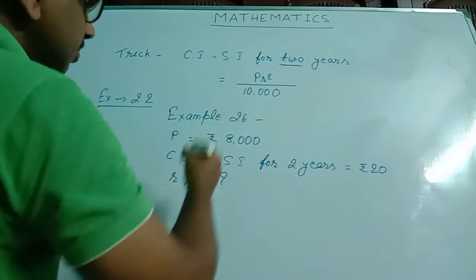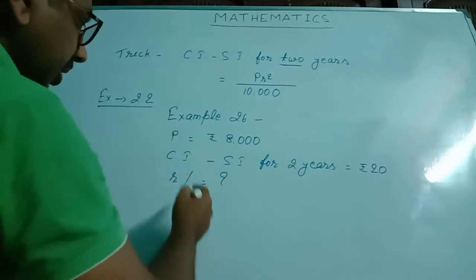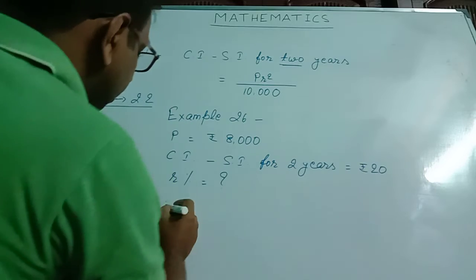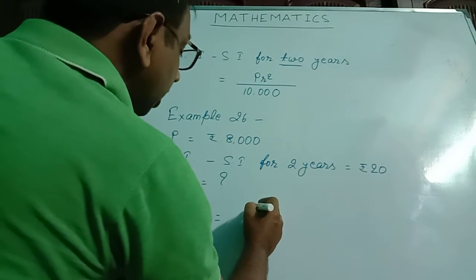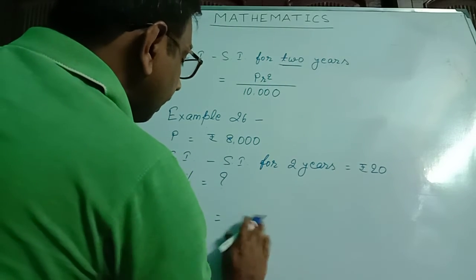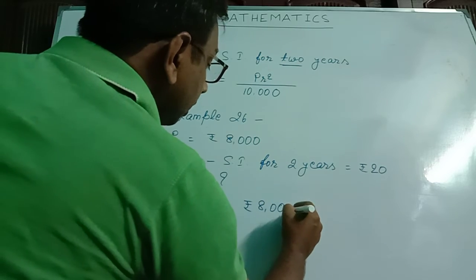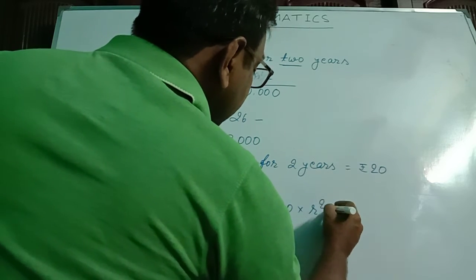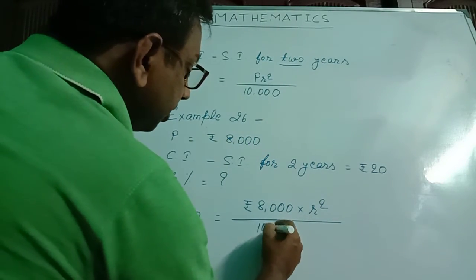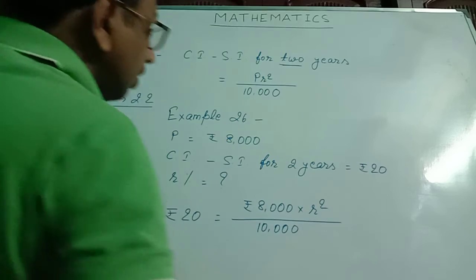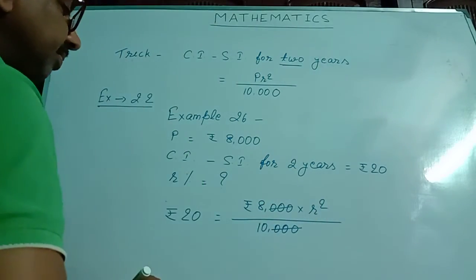So let us apply this formula. CI minus SI for 2 years equal to PR square by 10,000. CI minus SI for 2 years is equal to rupees 20. That is equal to PR square by 10,000. P is given, rupees 8,000. R square, R is what we are asked to find out, and the denominator is 10,000. So this 000 and this 000 cancel.